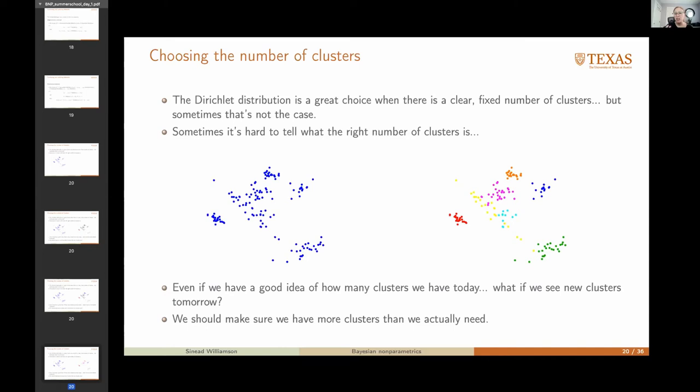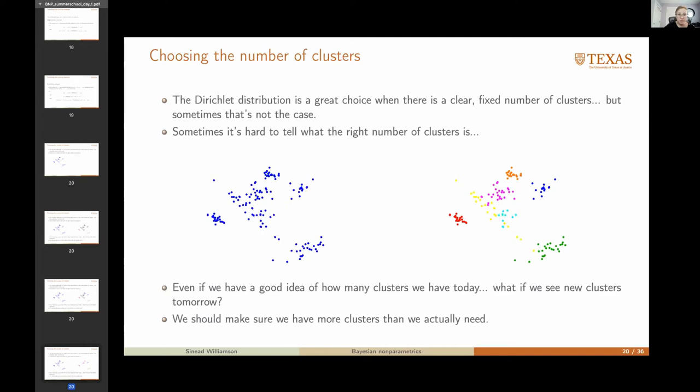And even if I have gotten a good guess of how many clusters there are in this data set, that might not be all the clusters that exist in the entire population. So here I have a couple of hundred data points, and maybe seven is the right number of clusters for that. But maybe if I gathered another 1,000 data points, I would start seeing more clusters that weren't in my initial training set.